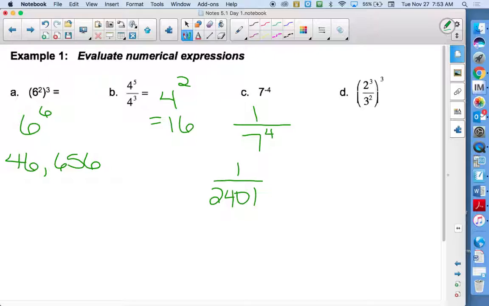And then letter D here, we have 2 cubed divided by 3 squared, and then all of that is cubed. So Melanie, what would D look like? 2 to the 9. Yep, multiply the exponents. So the 3 goes with the 2 in the numerator, and the 3 goes with the 3 in the denominator, so that becomes 3 to the 6. Good. So we have 2 to the 9th and 3 to the 6th. So you're multiplying the powers. And then, Melanie, what is 2 to the 9th?